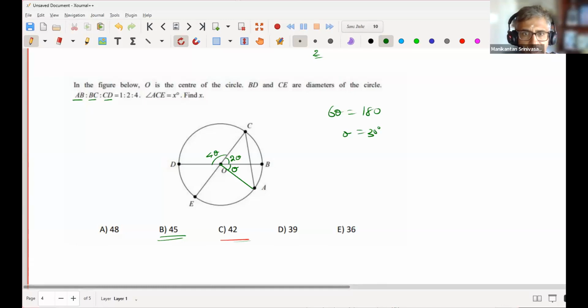And then what do we want? Which angle do we want? ACE. We want this angle at the top. Okay, so this is an isosceles right angle triangle. This is 3 theta, which is 90, and therefore this is 45 each. So this is 45 and this is 45.